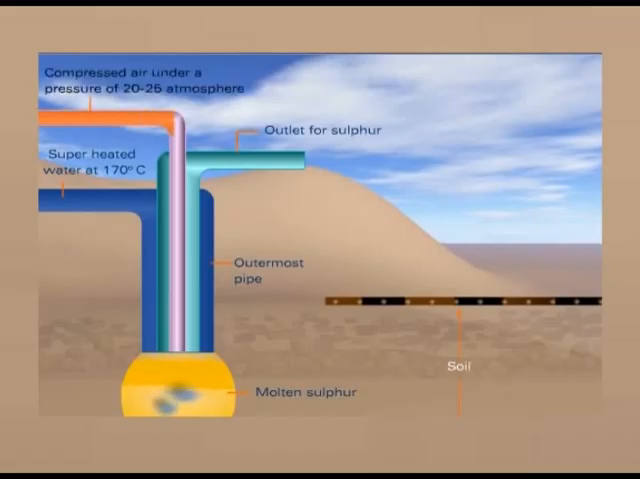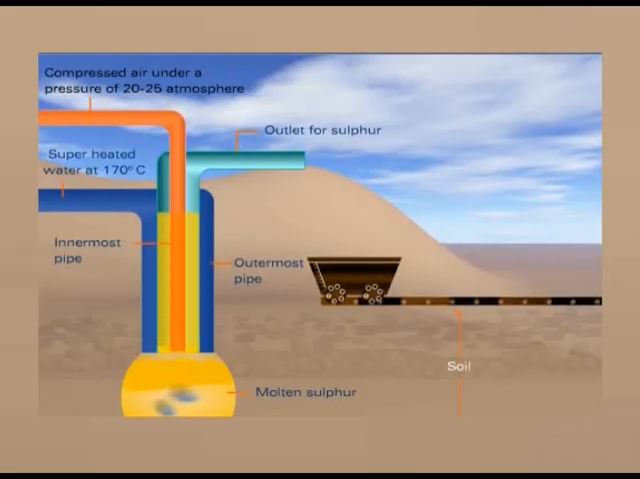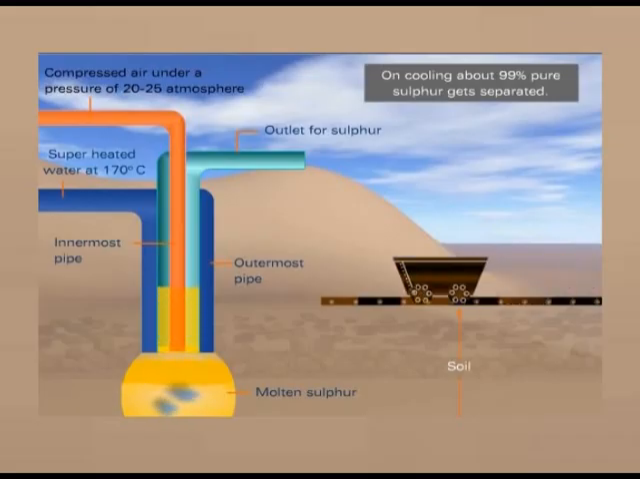Compressed air under a pressure of 20 to 25 atmospheres is pumped through the innermost pipe. This forces the mixture of the water and molten sulfur to gush out through the middle pipe. This mixture of water and molten sulfur is collected, and on cooling, about 99% pure sulfur gets separated.